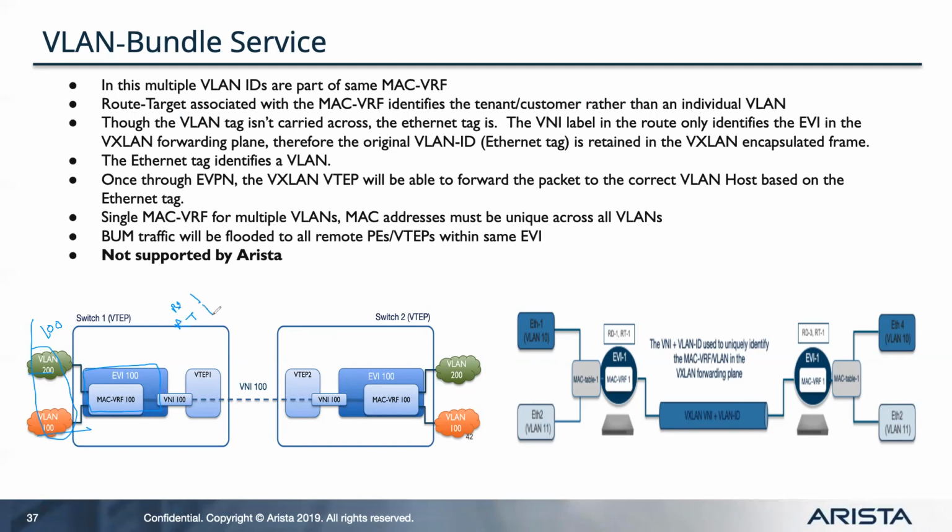Now, can anyone tell me what can be the problem in this case? And even the VNI is the same. If you see here, the VNI is also the same for all the VLANs. Now, what can be the problem? Flooding of traffic.